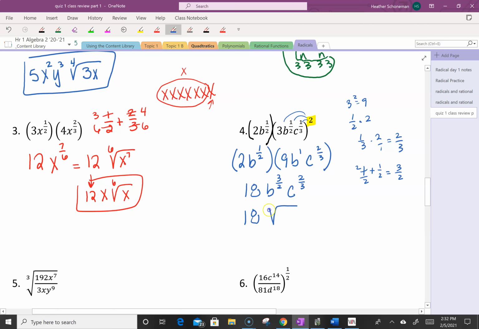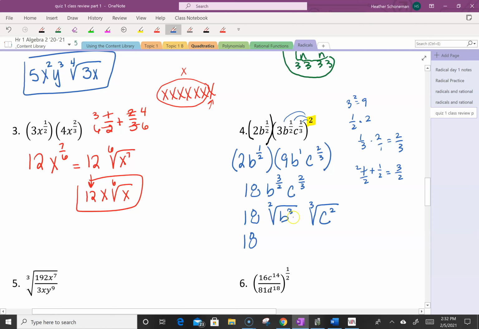The b I have to write. The b goes in the radical, the 2 is the root, the 3 is the exponent. C I have to rewrite. C goes into the radical, 3 is the root, 2 is the exponent. The c I can leave alone, but the b I have to simplify more because there is a group of 2 in 3.